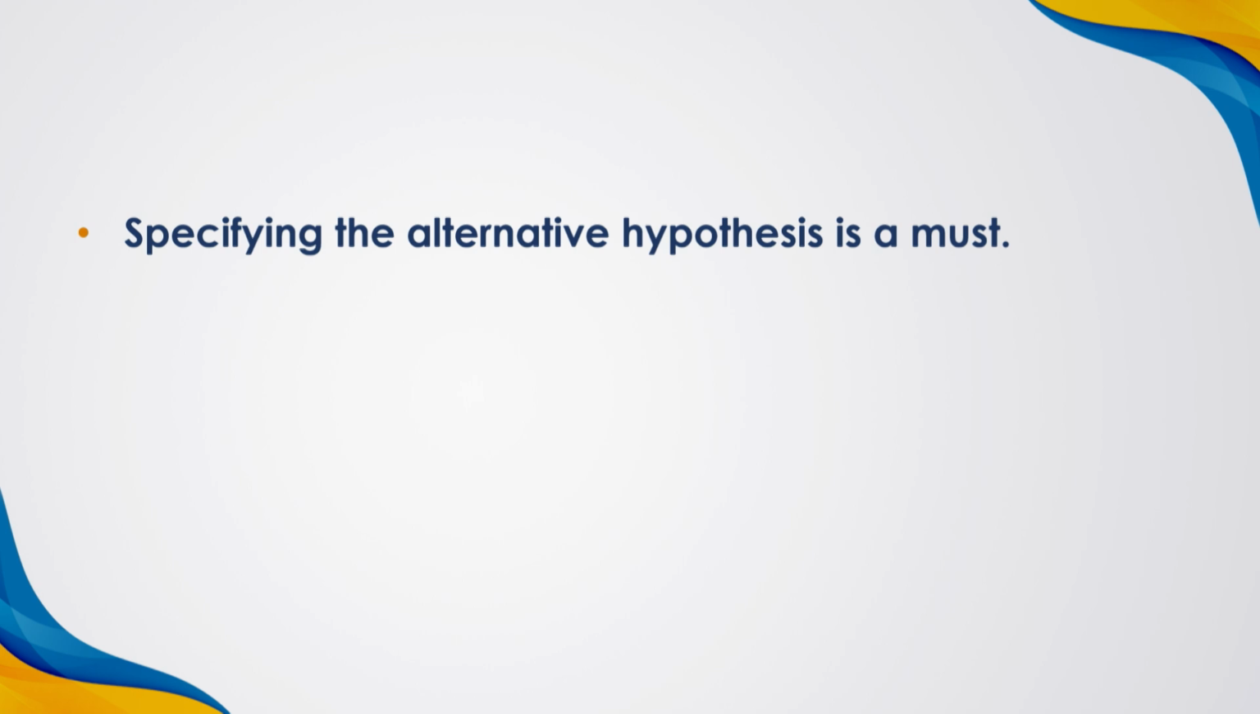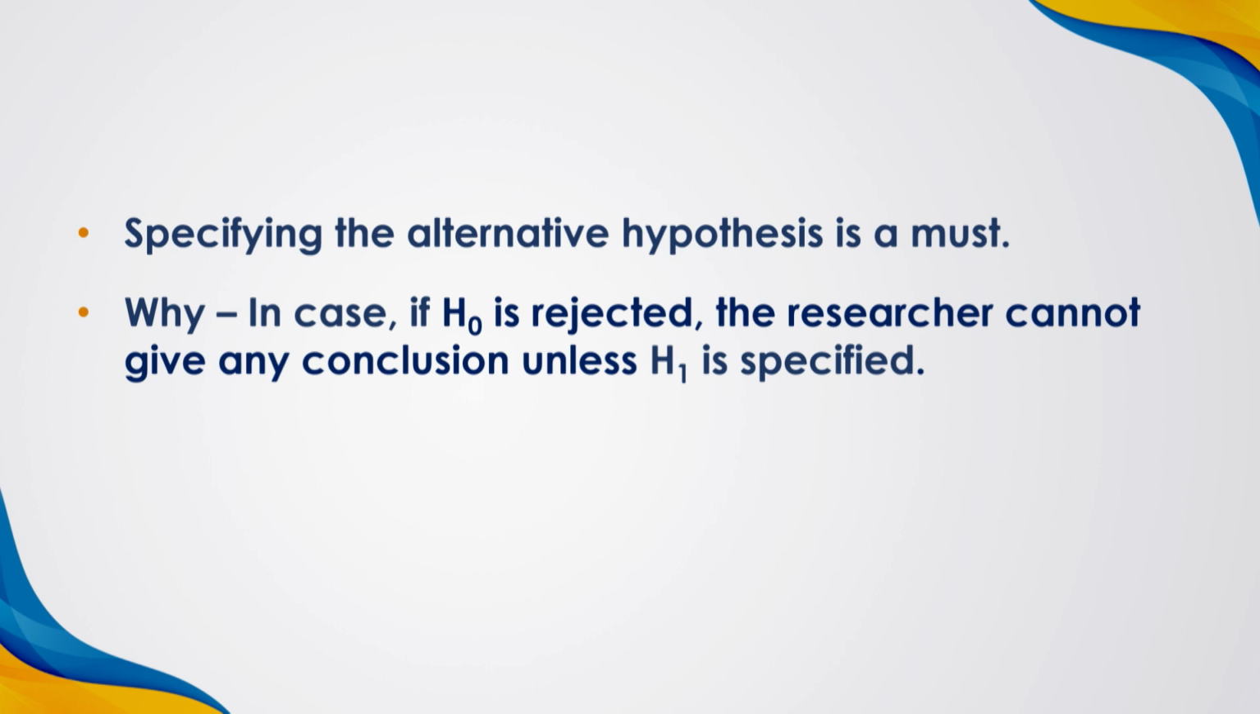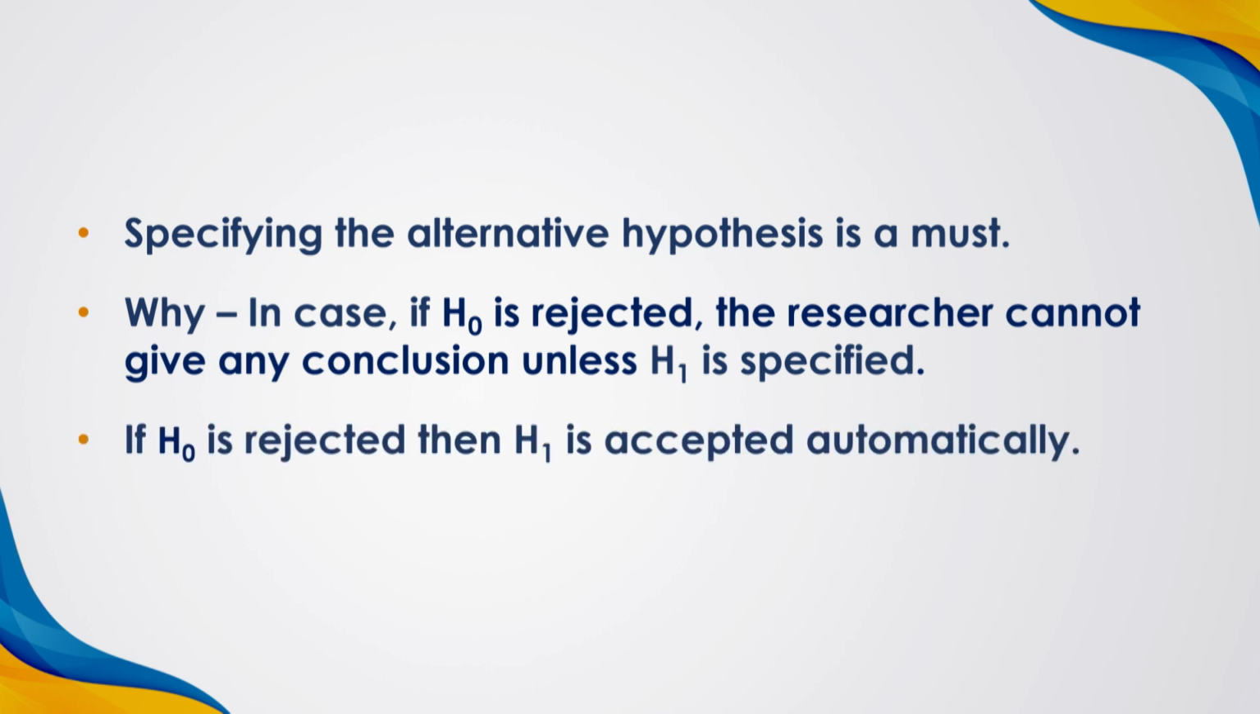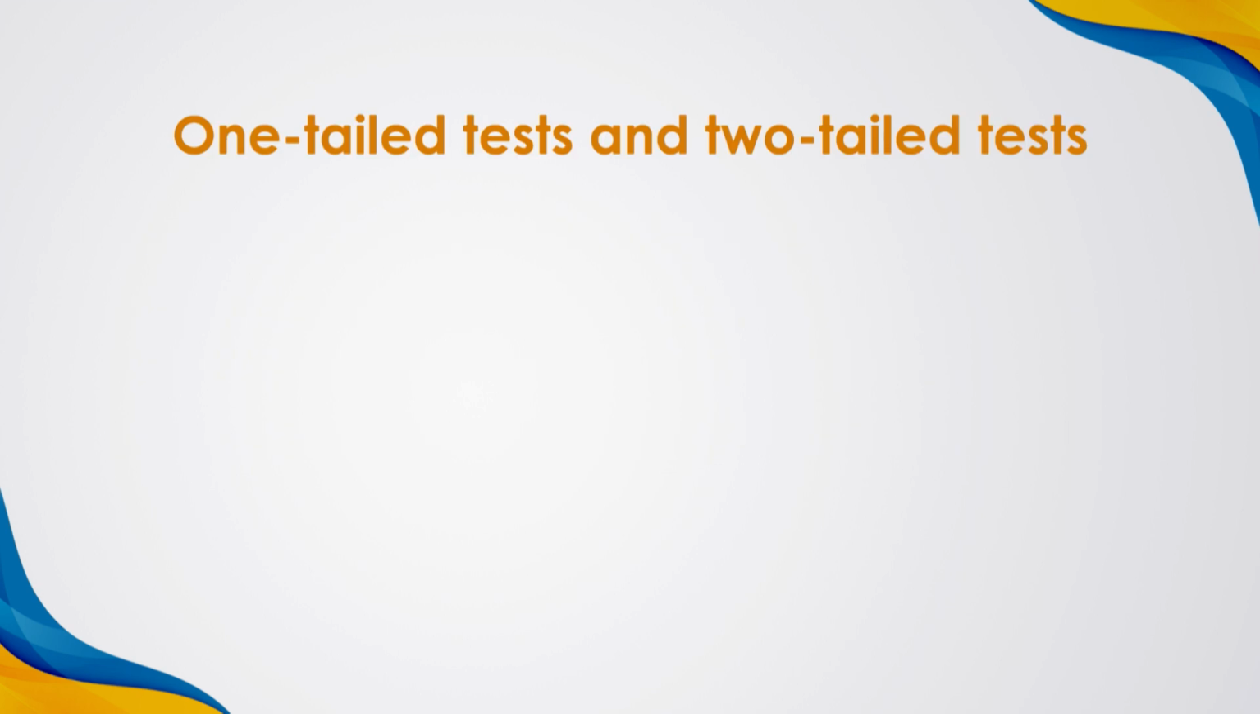Specifying the alternative hypothesis is a must in a research work. Why? In case H0 is rejected, the researcher cannot give any conclusion unless H1 is specified. If H0 is rejected, then H1 is accepted automatically. Now we are going to see the same concept in another way, one-tailed tests and two-tailed tests.